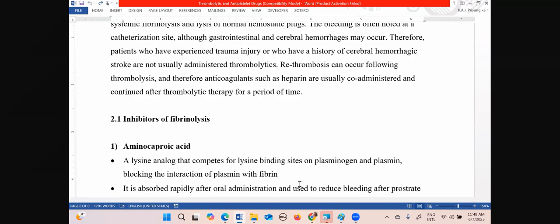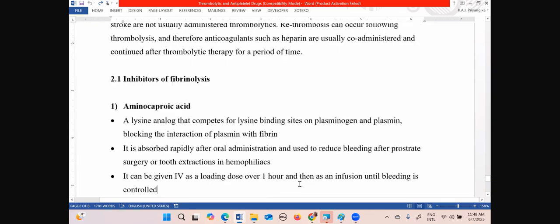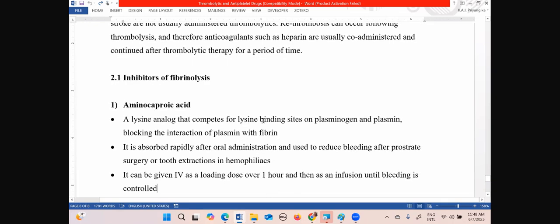Aminocaproic acid, a lysine analog that competes for lysine binding sites on plasminogen and plasmin, blocking the interaction of plasmin with fibrin. Right? So what aminocaproic acid does is stop a blood clot from dissolving.